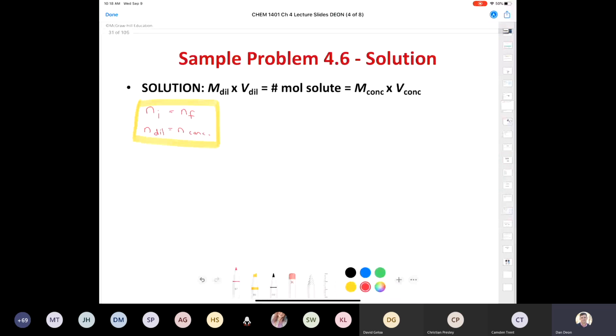Again, since we know that N is equal to M times V, and we know that N initial is equal to N final, we can write M initial times volume initial is going to be equal to M final times volume final. Sometimes you'll see this formula called M1V1 is equal to M2V2. It is the formula that you need to solve dilution problems. Let me show you how we do this.